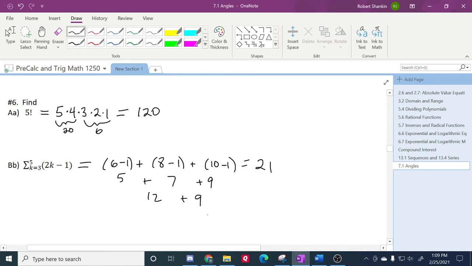Give me a little feedback on number 6, parts A and B. Hi, Mr. Shankin. Hi. I'm confused on how you got 6 minus 1. Okay. And how you got that whole equation set up. This 3 went in for the k. And 2 times 3 is how I got the 6. And then the k becomes 4, and then 2 times 4 gives you the 8. Is that clear?